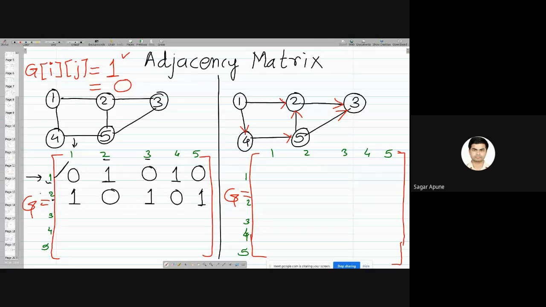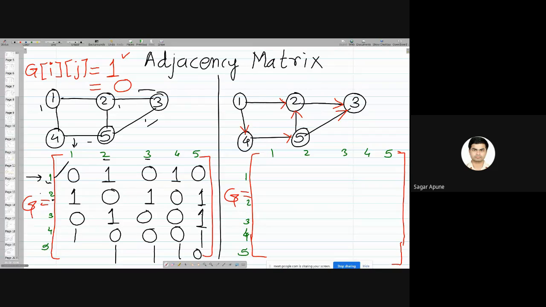For the third vertex, having edges 3 to 2 and 3 to 5, it becomes 1, 1. So put 1 here for 3 to 2, and 1 here for 3 to 5. Remaining are 0, 0, 0. What about 4? 1 and 5 are connected, so put 1 for 1 and 1 for 5. The remaining are 0. What about 5? 2, 3, 4 connected, so put 1 for those. 5 to 5, 0. 5 to 1, 0. Okay, this is my adjacency matrix.